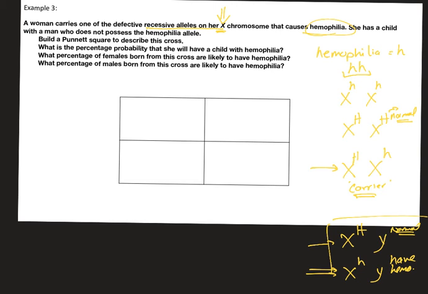So that's kind of an important part. So let's see if we can break this down. We have a woman who is a carrier for the recessive hemophilia. So let's put mom across the top. First thing, please always put her 23rd chromosome pairing.